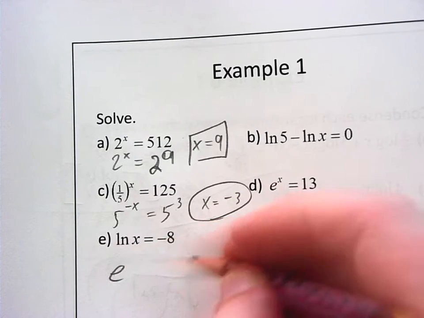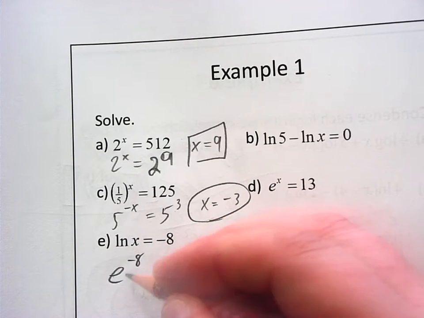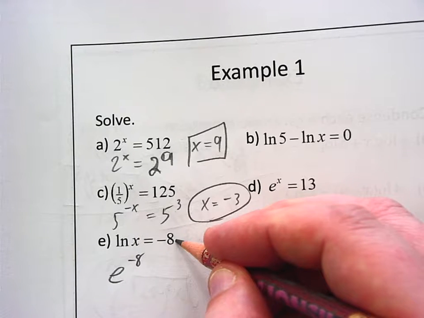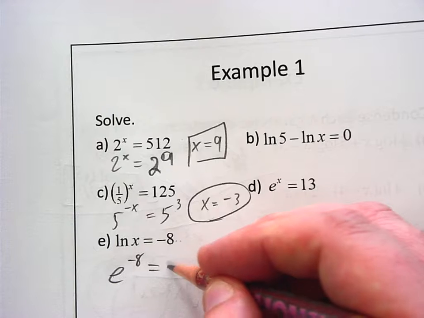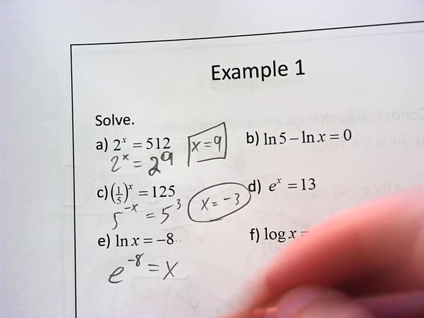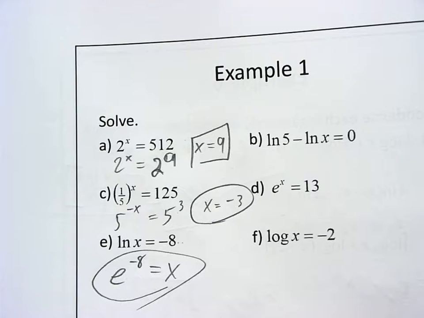E. So what I end up with is e to the what? Negative 8. So I'm going to take what's on the other side here, put it with the e. That's going to be equal to x. So you get x is equal to e to the negative 8. If they're asking for exact answer or they're not specifying, that's actually sufficient. Okay? If they're asking for decimal, then plug it in your calculator.